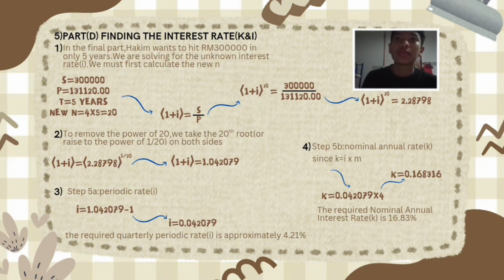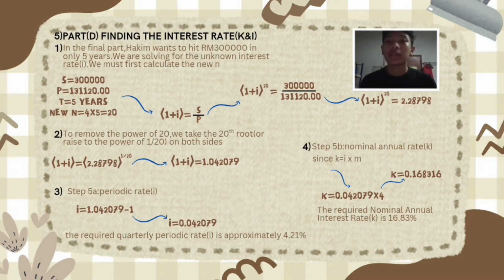So we isolate the term containing the interest rate, (1 + i)^n. So (1 + i)^n equals S over P. So (1 + i) to the power of 20 equals 300,000 over 131,120. So we get i equals 0.042079. The required quarterly periodic rate i is approximately 4.21%.